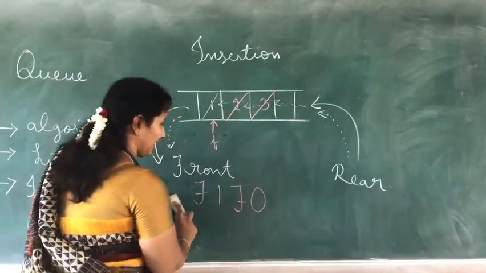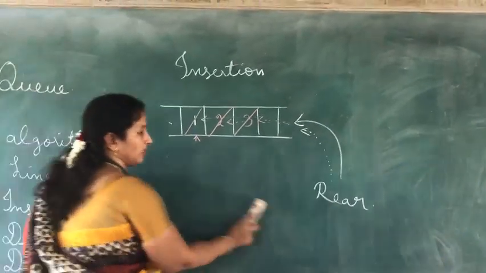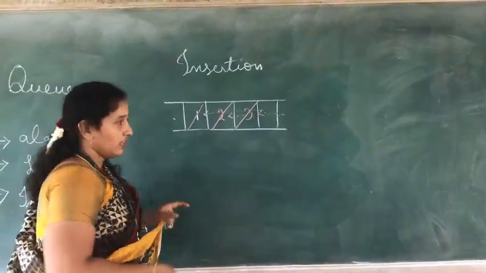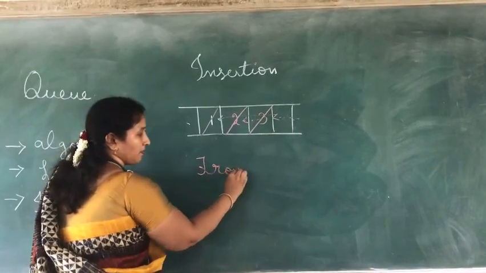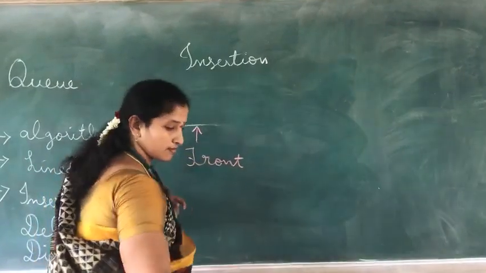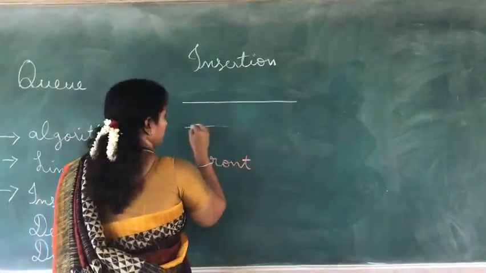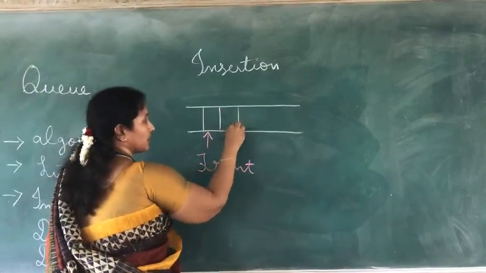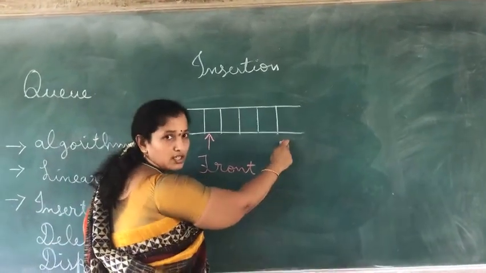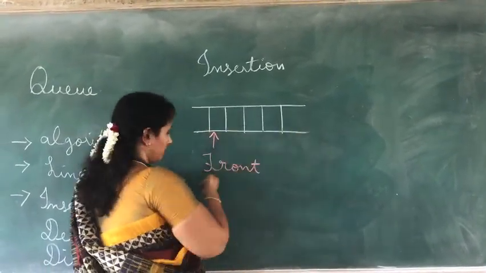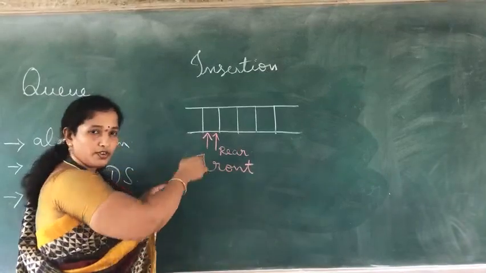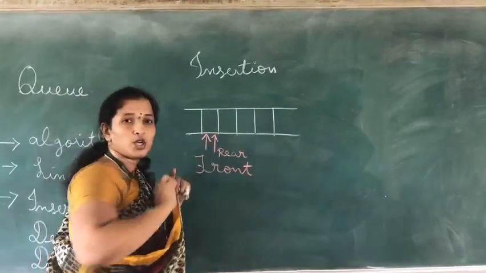Now we will see with an example how we demonstrate the queue concept and how we implement it in the data structure. The front pointer will be here. The front pointer denotes the first location, and the rear pointer will be at the last location. Since this queue is empty, both pointers will be pointing to the first location. How are the locations arranged?